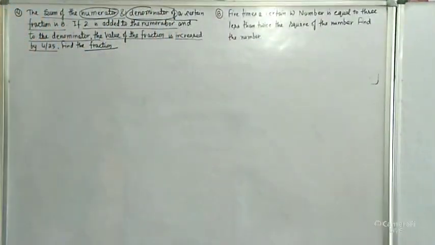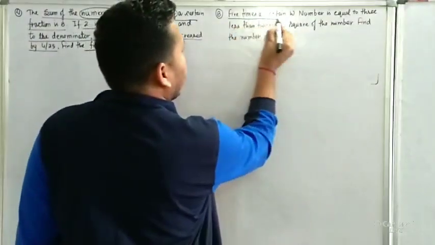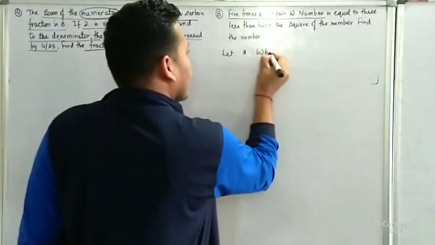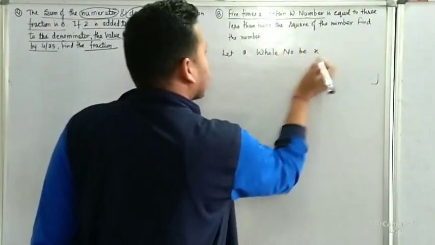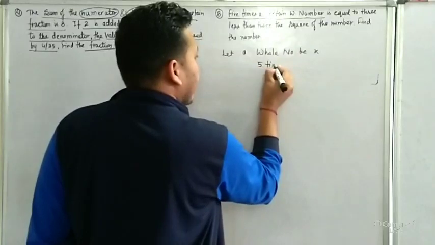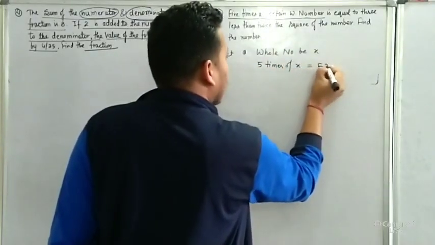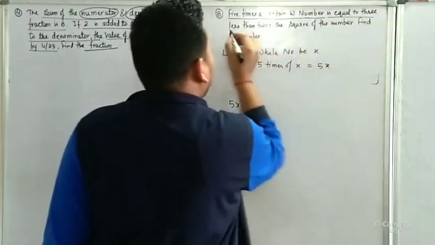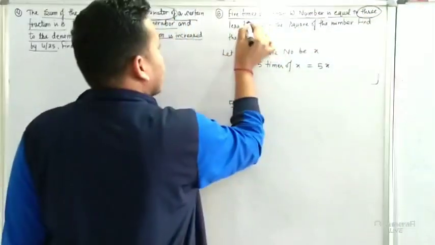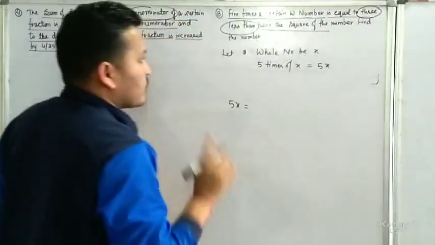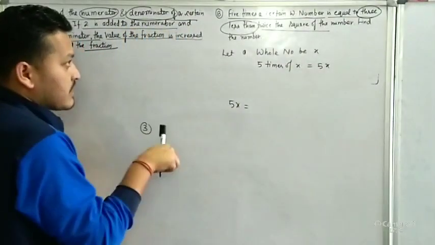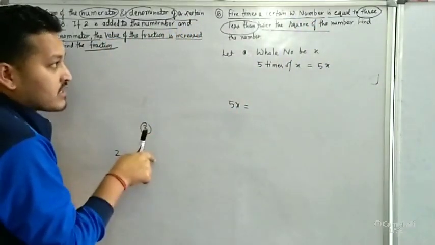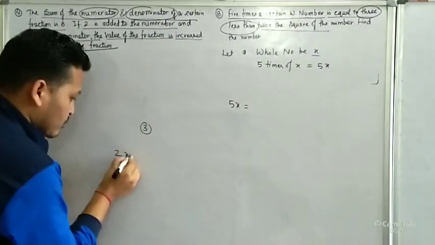Question number 8. This is 5 times a certain whole number. So first, suppose the whole number is x, and 5 times, so what is 5 times of x? It is equal to 5x. Now 5x is equal to 3 less than twice the square of the number. दो चीजें आ रही है सर, 3 and less than, किससे लेस है? Twice the square of the number. तो twice and the square of the number, what is the number? The number is our x, so twice the square of the number.